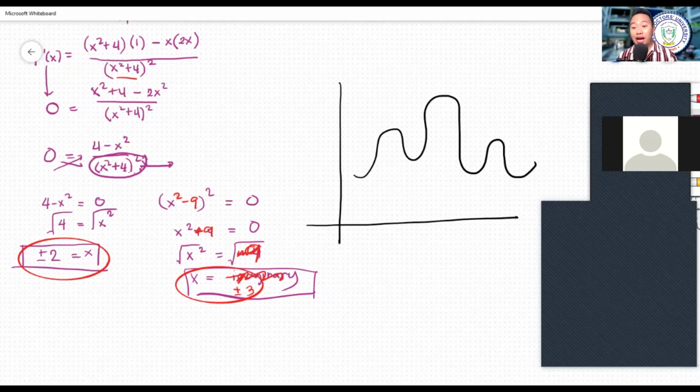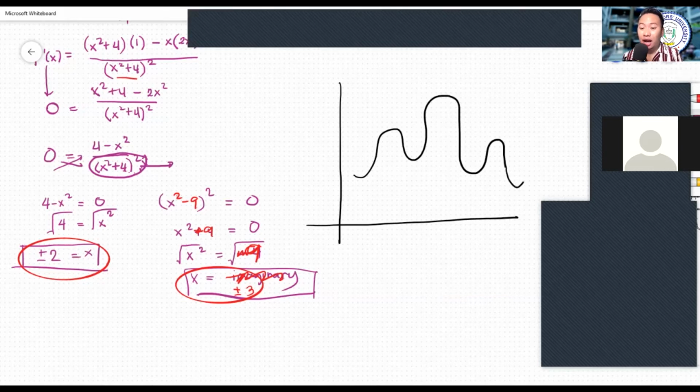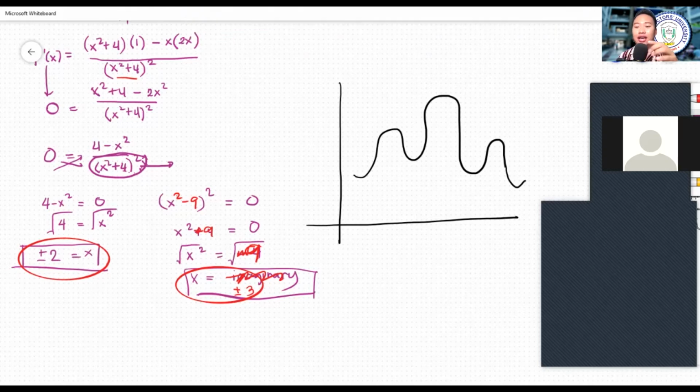The book uses the word absolute minimum, so it's the same thing when you say global and absolute minimum. Absolute minimum, guys, is the lowest point of the function. The relative minimum, guys, are the low points, but not lower than the lowest point. The absolute maximum is the highest point of the function. We also have a relative maximum. These are high points of the function, but not higher than the highest.